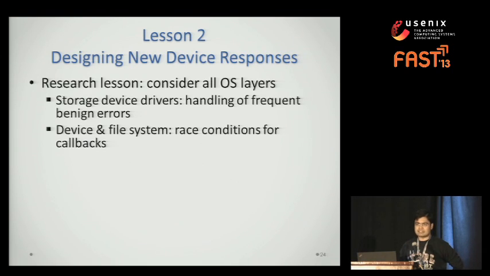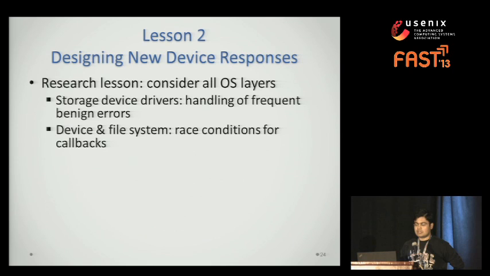First, as is the case with forward commands, we should consider all operating system layers, especially the storage device drivers and the intermediate layers and the endpoints, for the sake of implementing device responses. In the case of solid-state cache, we learned that handling of frequent benign errors was not possible at the traditionally implemented storage device drivers, which assume that errors are catastrophic and simply reset the ATA link.